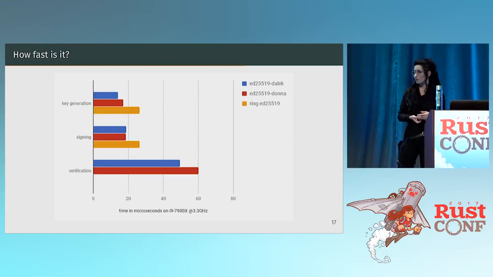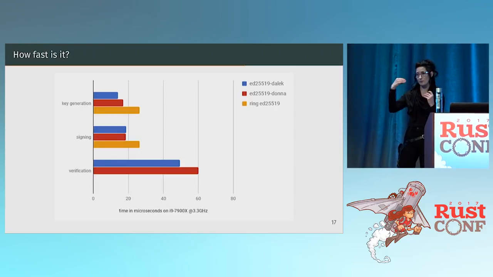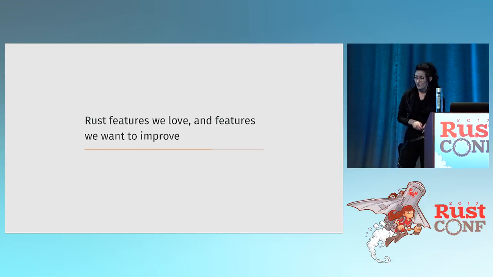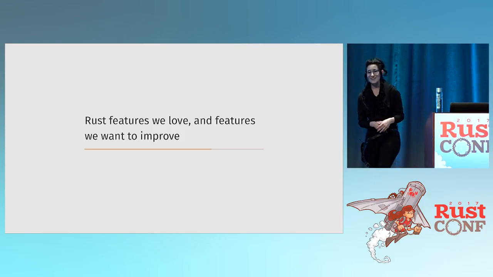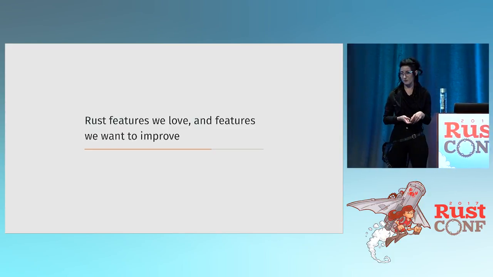Ring is also a Rust library, a higher level library than ours, implementing protocols, and Ring does that by wrapping BoringSSL's implementations, which are assembly implementations, and wrapping that in Rust. So it's pretty fast. Now to talk about some things about Rust that we really like, and other things that we think could be a little bit better.